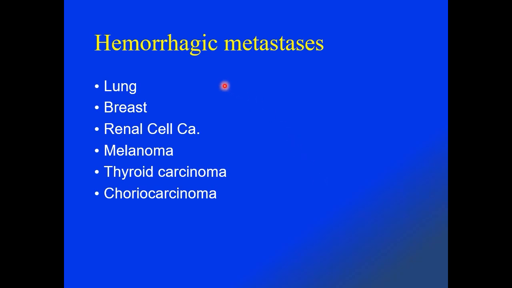Hemorrhagic metastases can be seen with lung and breast cancers because they are two of the more common primary cancers which metastasize to the brain. Certain histologic types such as renal cell carcinoma, melanoma, thyroid carcinoma, and choriocarcinoma are far less common, but they are known to be more commonly associated with hemorrhagic metastases.